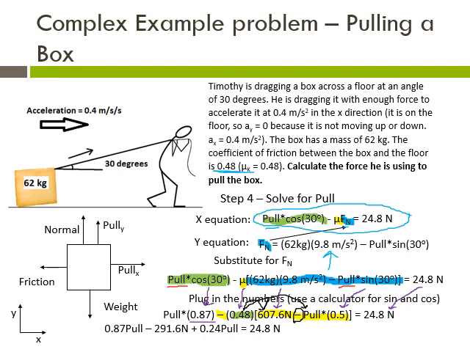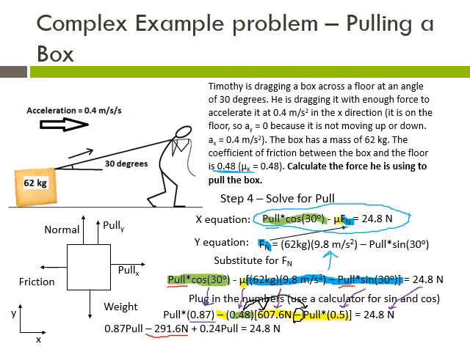So negative 0.48 times 607.6 is equal to, down here, negative 291.6 newtons. And then negative 0.48 times negative 0.5 pull gives us 0.24 pull, which you can see makes sense, right? 0.48 times 1/2, 0.48 divided by 2 is 0.24.